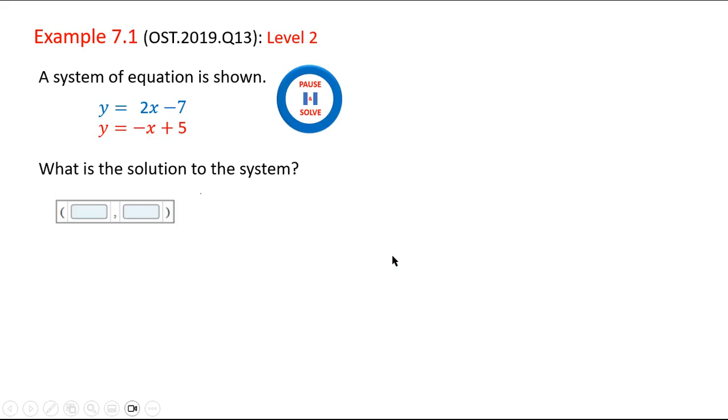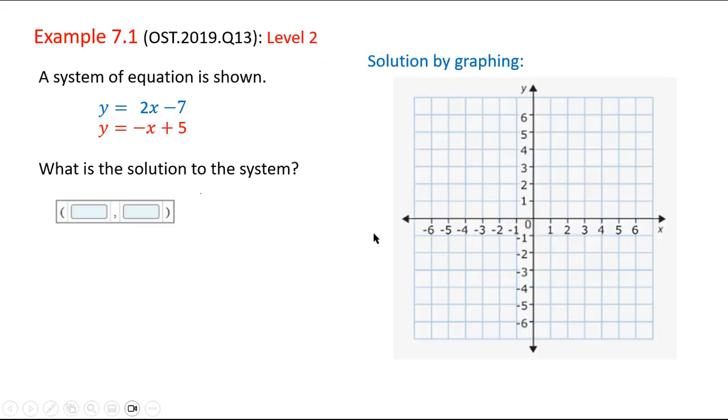Example number 7. We're going to do that in 2 ways. A system of equations is shown. What is the solution to the system? So first I'm going to use a graphing method. So the first one here, the y-intercept is negative 7. So it starts from here. And that slope is 2. Rise 2 over 1. And then you draw the line.